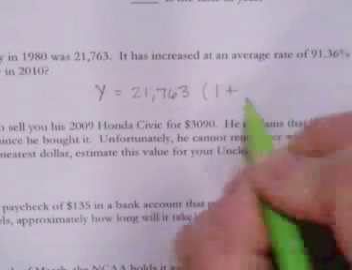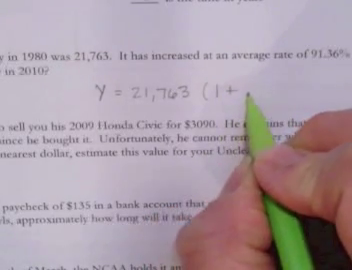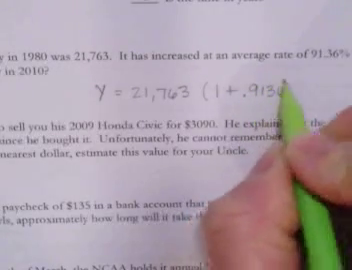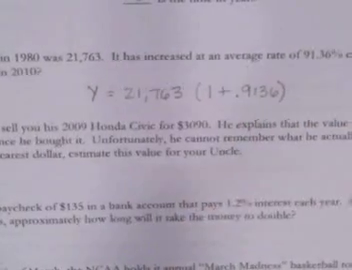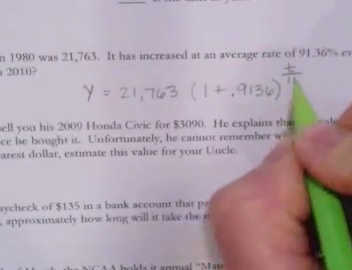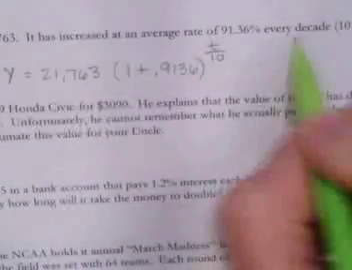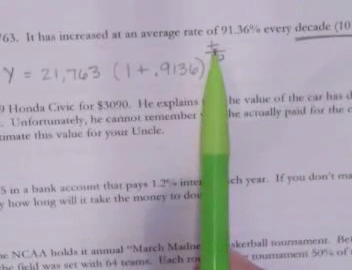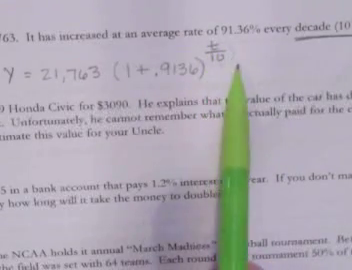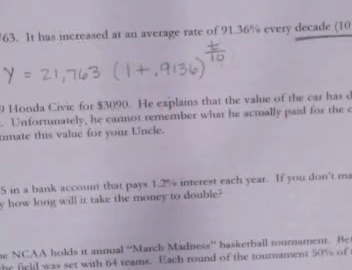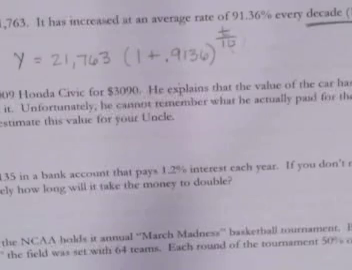And then we have 1 plus the growth rate. Notice we add when it's growth. We're going to subtract when it's decay. And we're going to write our percentage as a decimal. And then in our exponent, we want to have the number of years divided by 10. And the reason we do that is because we are growing at that rate every 10 years. So if we were to put in 10 for t, we would get 1 period of 91% growth. So that's why we want to divide our exponent by 10.